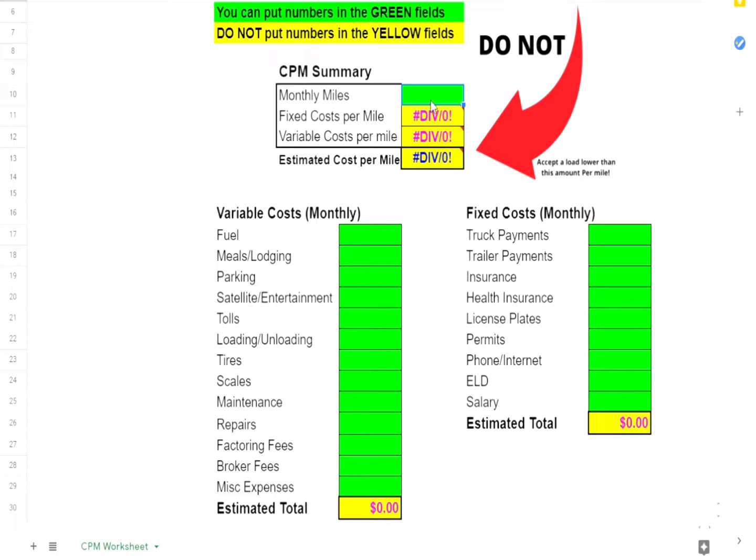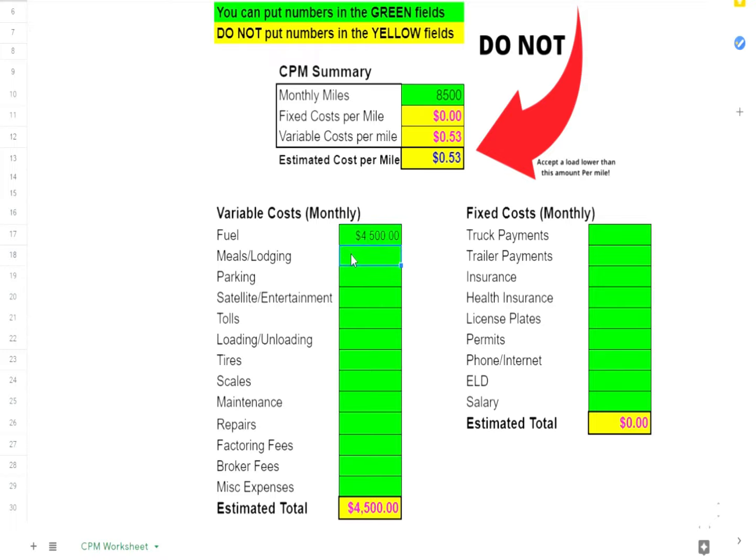So, I would start up here with monthly miles, and let's say that I was going to drive 8,500 miles in a month. Okay, so I would put 8,500 miles in, press enter, and now these have all turned to zero here. My fuel, let's just guesstimate my fuel at 4,500. That's roughly about $4.25 a gallon at maybe 7.75 miles per gallon. Okay, that's about what that is. Might be a little bit more.